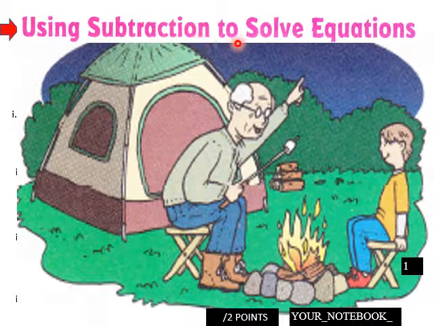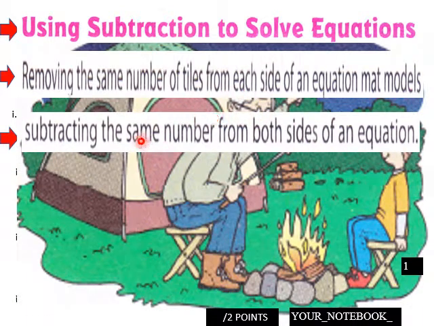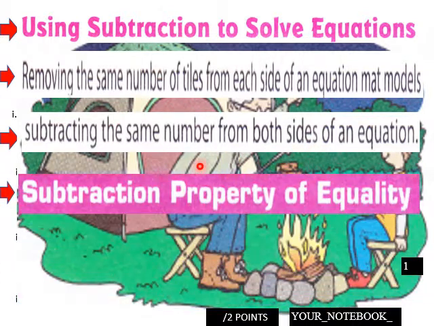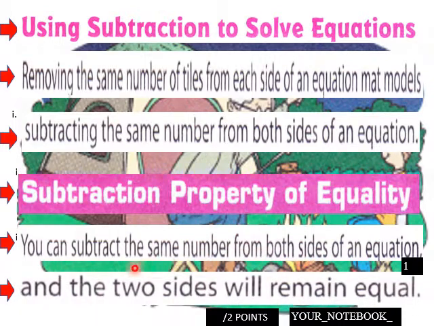Using subtraction to solve equations. Removing the same number of tiles from each side of an equation models subtracting the same number from both sides. So the subtraction property of equality: you can subtract the same number from both sides of an equation, and the two sides will remain equal. As long as you do the same thing to both sides of an equation, it still remains equal.